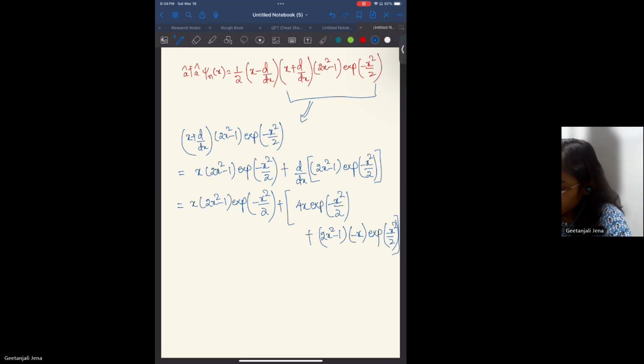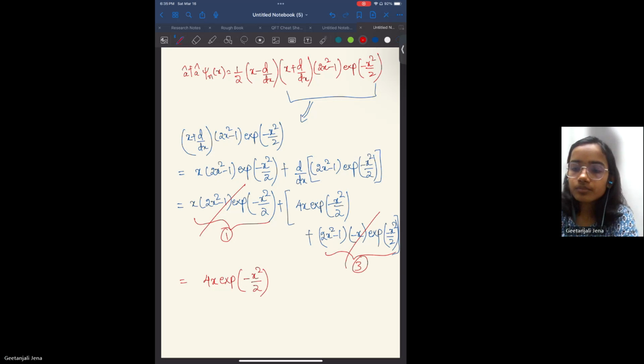Right? So now if you see these two terms, first and third, they are equal and one has the opposite sign to the first one. These first and third terms will cancel. So what you are left with is the second term, which is 4x exponential minus x square by 2. This is the value for this one. Now we have to apply this operator to this, the final value.